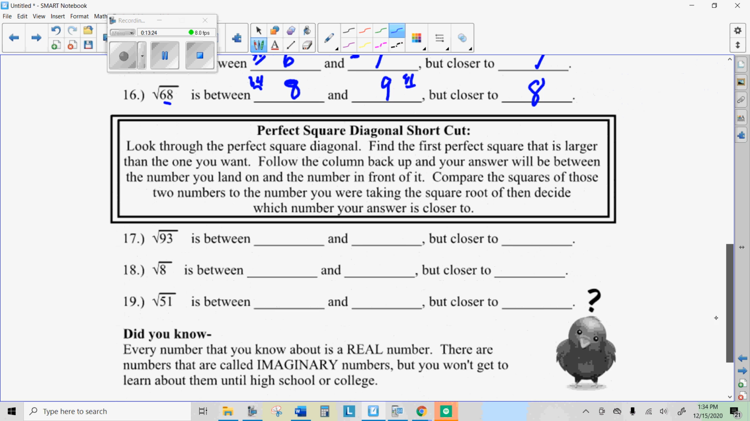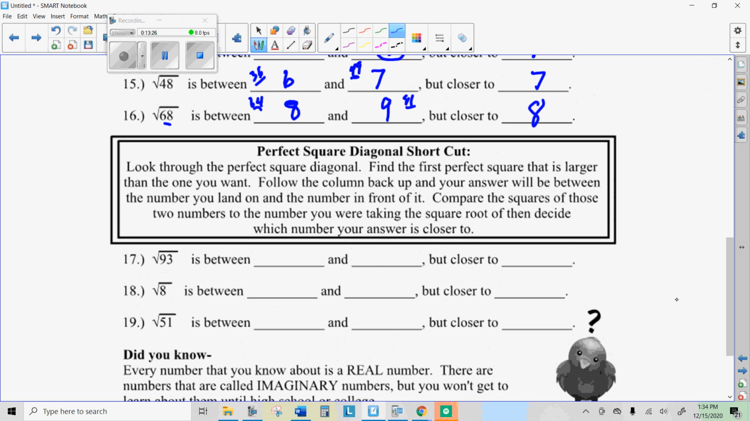All right, so look through the perfect square diagonal. Find the first perfect square that is larger than the one you want and follow the column back up, and your answer will be between the number you land on and the number in front of it. Compare the squares of those two numbers and decide which number it's closer to. That is on one of the earlier pages of your packet.